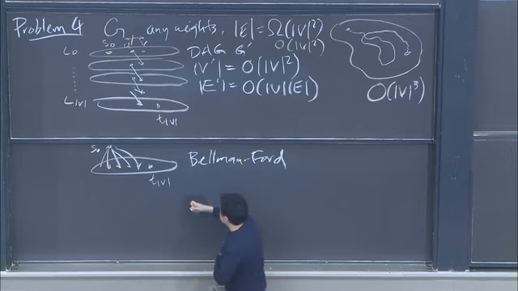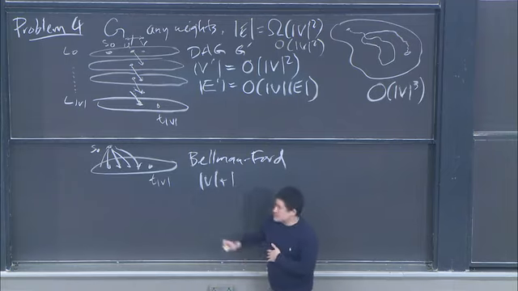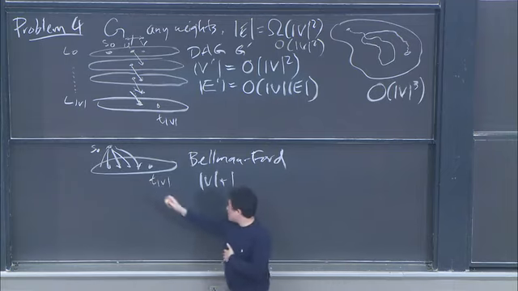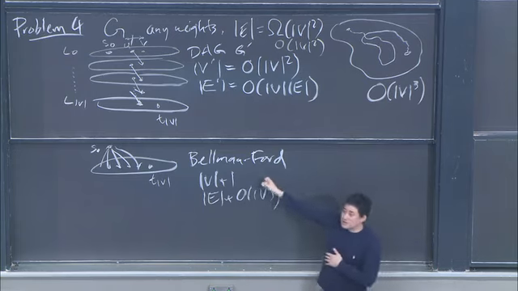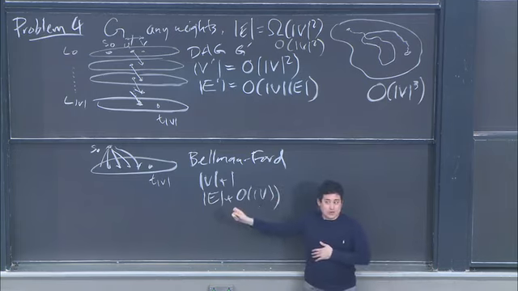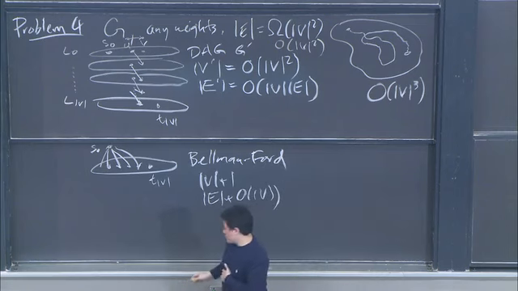So how big is this graph? This graph has v plus 1 vertices, right? Because I only added one supernode here. And it has e plus, you know, order v edges. I don't want to be careful here. But this is linear in the size of the original graph. So running Bellman-Ford here only takes v times e time, which is v cubed.